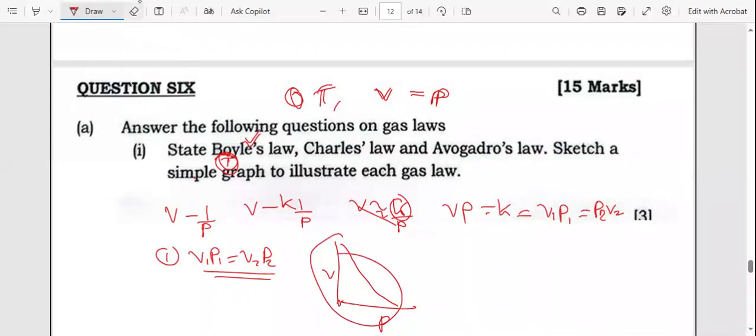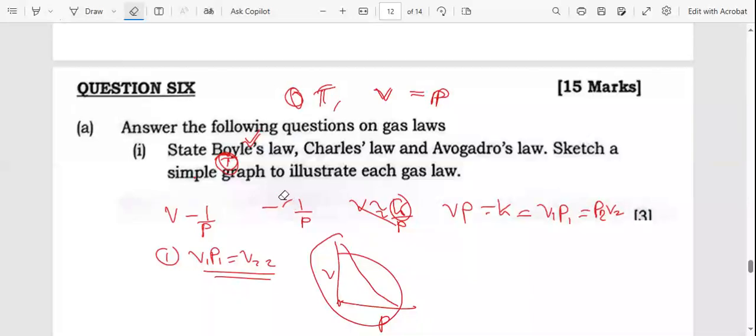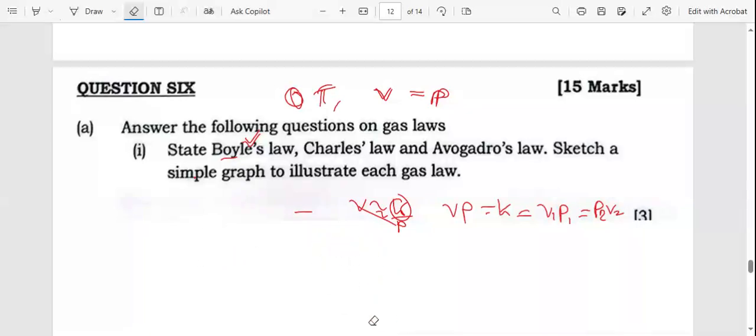Hope that is clear. Then coming to Charles' law, Charles' law states that at constant pressure, the volume of a gas is directly proportional to its temperature. It means temperature and volume, they are now in direct proportion. Even the graph will be direct, like a gradient graph. Okay.